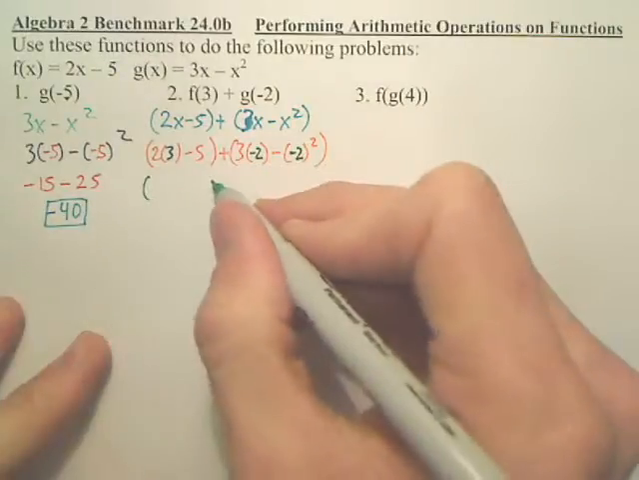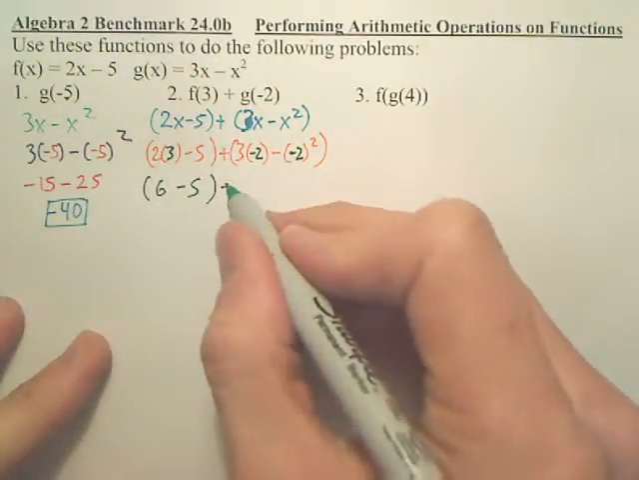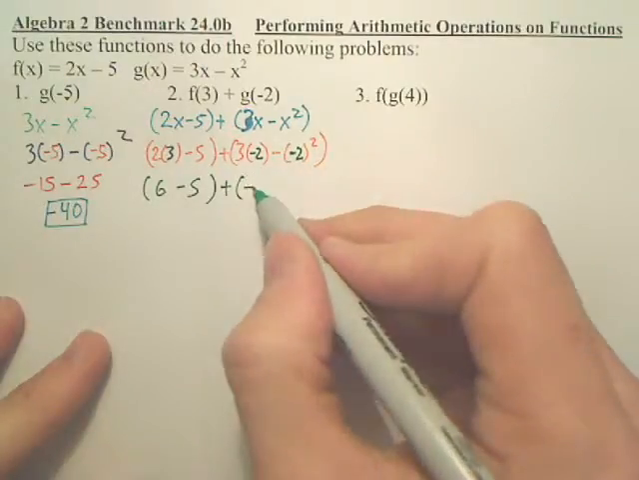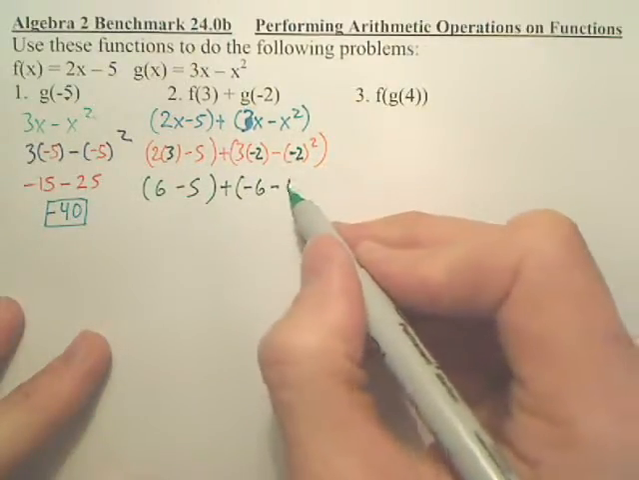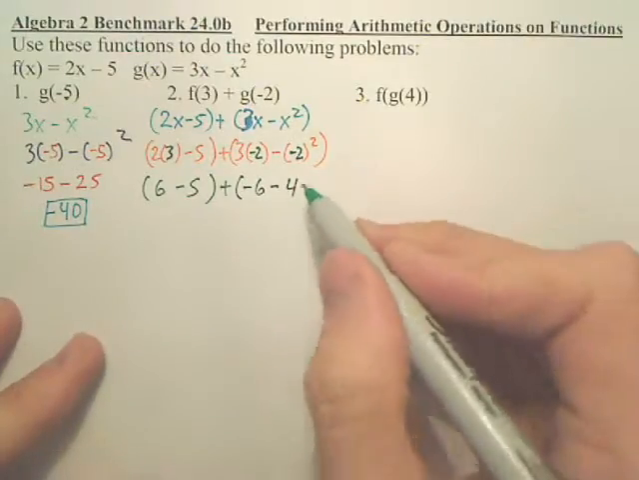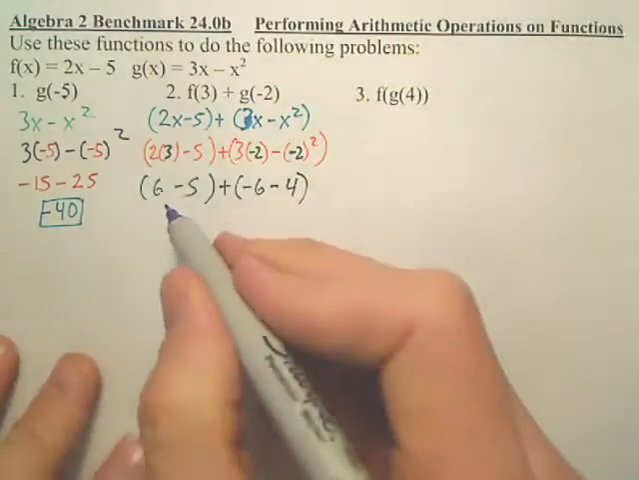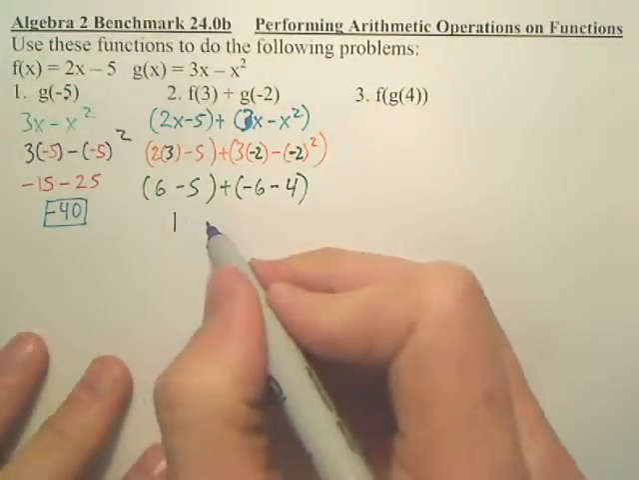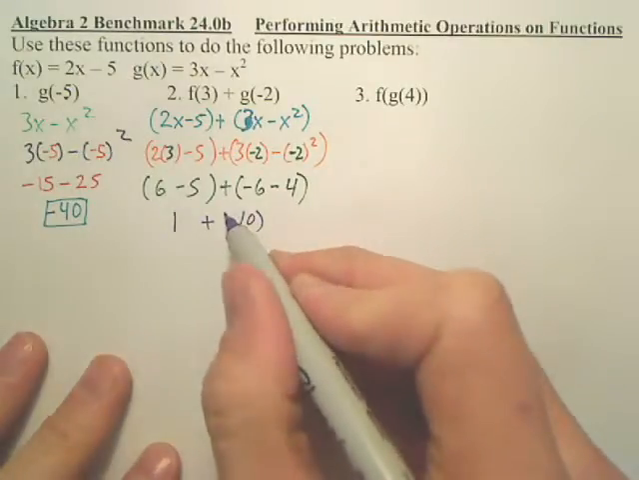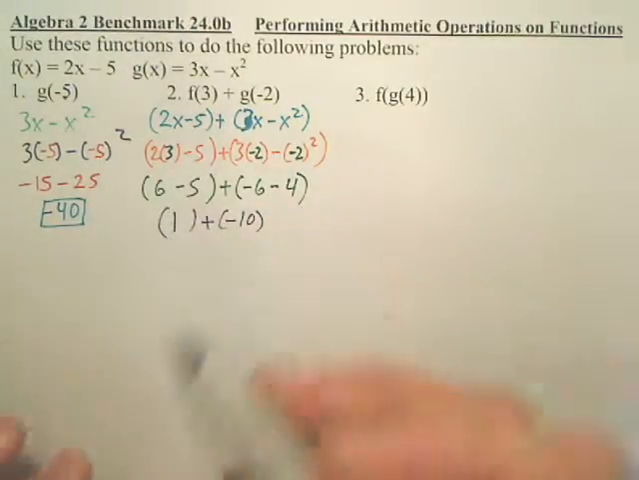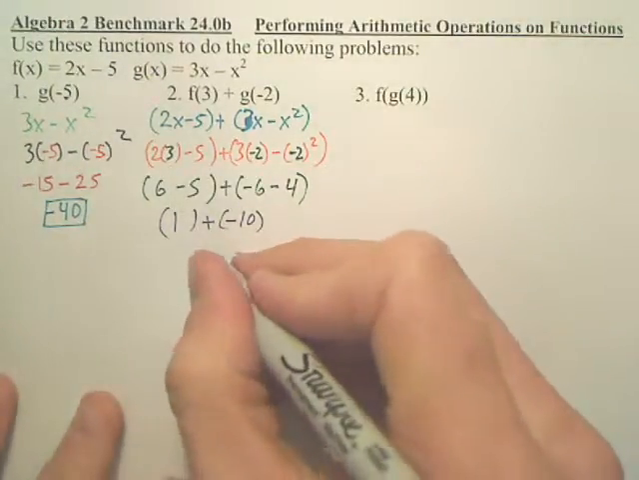Okay, now we just do the math. That would be 6 minus 5. This one would be negative 6, and this would become negative 2 squared, which is positive 4, but it's minus positive 4. Okay, this becomes a 1, plus this becomes a negative 10. So my answer is negative 9.